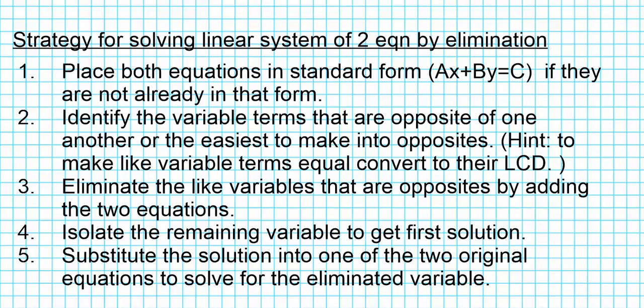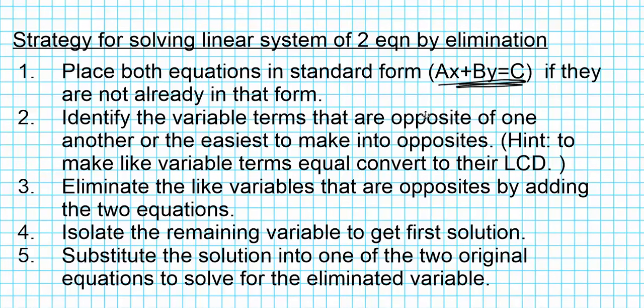First of all, you want to place both equations in standard form, namely ax plus by equals c form, if it's not already in that form. Then you want to identify the variables that are opposites of each other. So either the x's or the y's are opposites of each other. If they are not, you will try and make either the x's or the y's opposites of one another. And a hint here is if the values are different, you want to convert both of them to their LCDs.